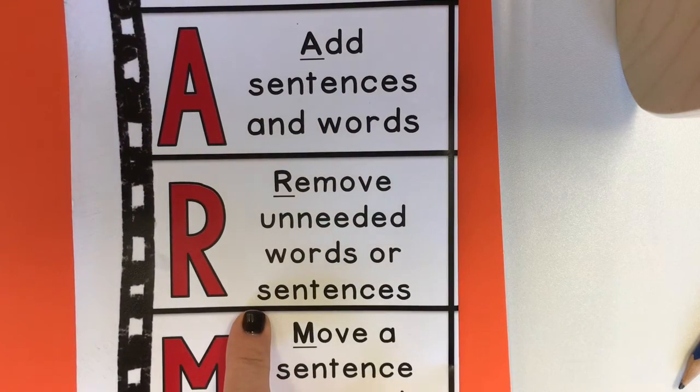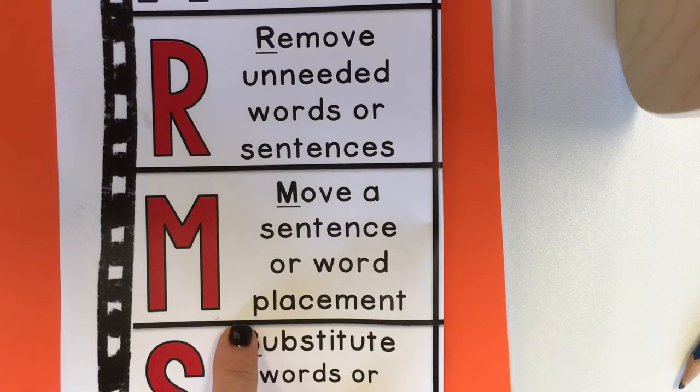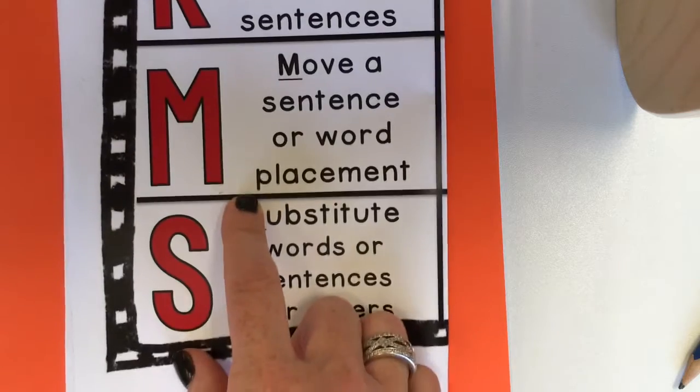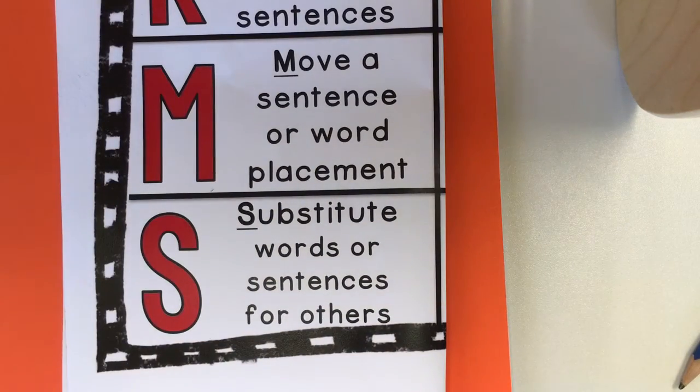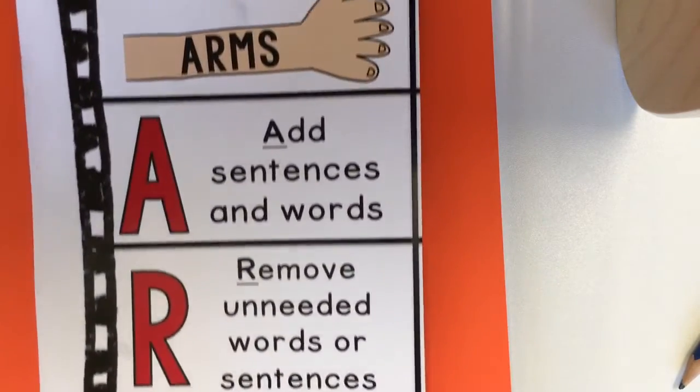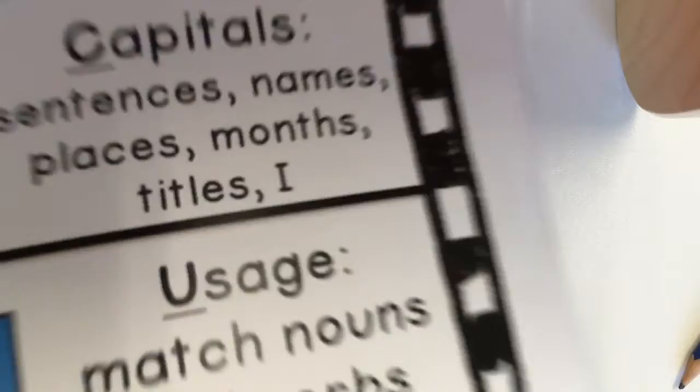The R stands for removing unneeded words or sentences. The M stands for move a sentence or word placement. Maybe you need to move something around to help it make sense. And the S stands for substituting words or sentences for others. So maybe if you've used the word "said" 4 times, you could find a way to change "said" a couple of times for something better, like "stated" or "explained." So that's ARMS, and we use ARMS for revising.